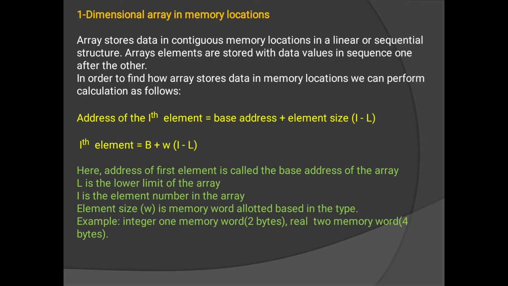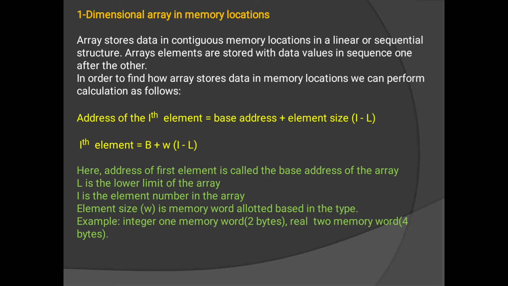Now, one-dimensional array in memory locations. Since you're already familiar with the array, a normal array is a one-dimensional array. An array stores data in contiguous memory locations in a linear or sequential structure format, right? So one after the other. Array elements are stored with data values in sequence one after the other.